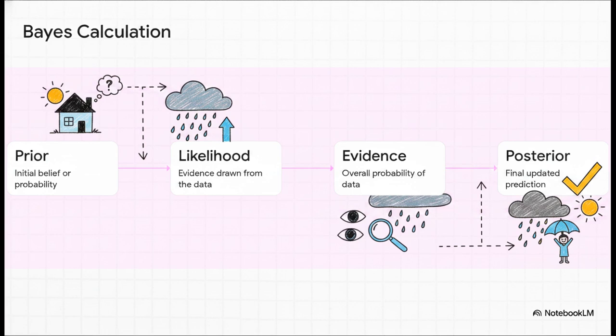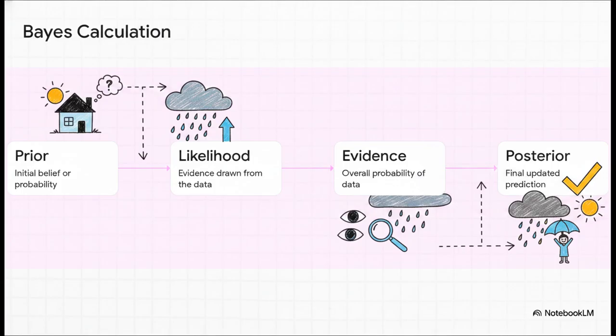Let's just logically walk through the calculation steps. Step 1 is the prior probability, which is just our initial belief about a situation. Step 2 is the likelihood, meaning the specific evidence our new data provides. Step 3 is the evidence, or the overall probability of seeing that data in the first place. And finally, step 4 is the posterior probability, which is our final updated prediction.